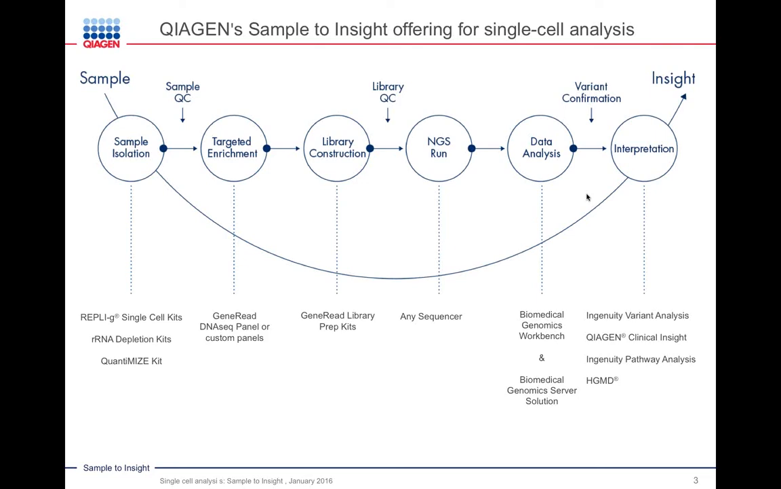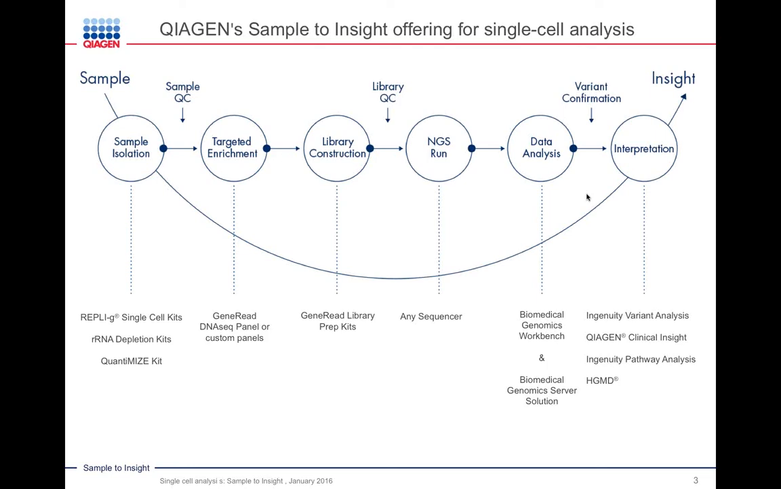And if you're doing an RNA-seq analysis, making sure that you have eliminated the genomic DNA, and also making sure that you've eliminated the ribosomal RNA that can really interfere with high sensitivity detection. We also have targeted enrichment with the GeneRead DNA-seq panels, and this is coming from the acquisition that QIAGEN made in Frederick with Qiagen Biosciences. We then have library construction with the GeneRead library preparation kits.